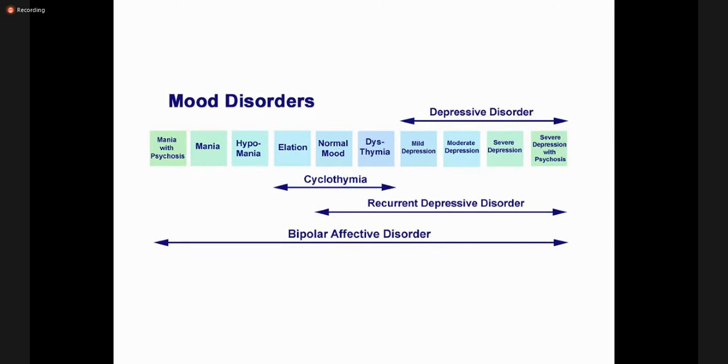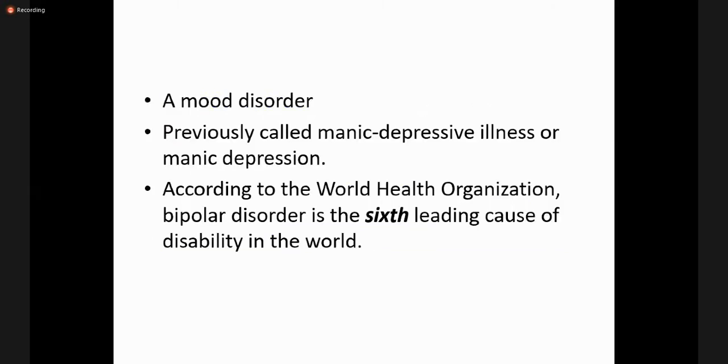And then you can see the broad arrow, the extremely bottom one, says bipolar affective disorder. So just concentrate on that because the other ones will become too complicated since we have to talk about both mania and psychosis. Okay, what basically is bipolar affective disorder? So basically it is a mood disorder. It was previously called manic depressive illness or manic depression. And according to the WHO, it is the 6th leading cause of disability in the world.